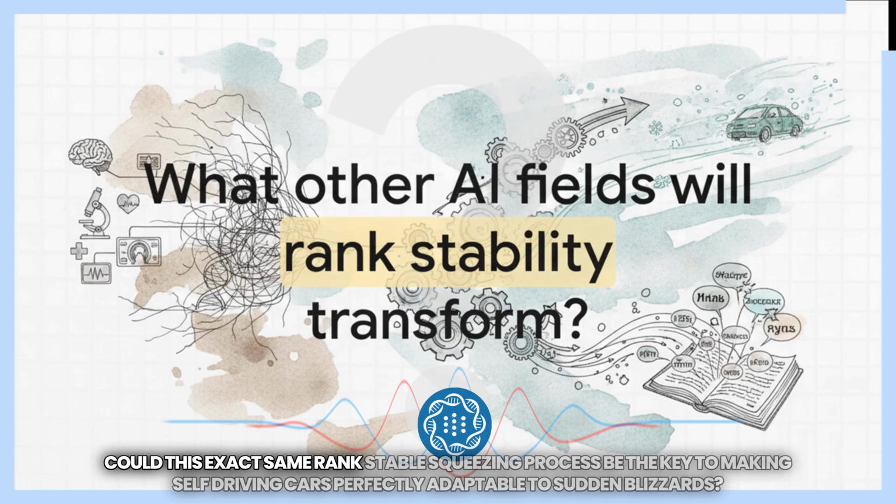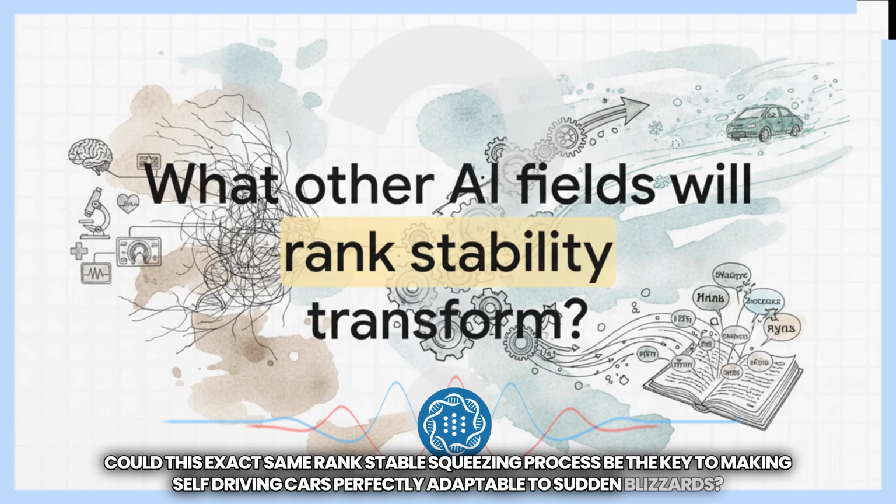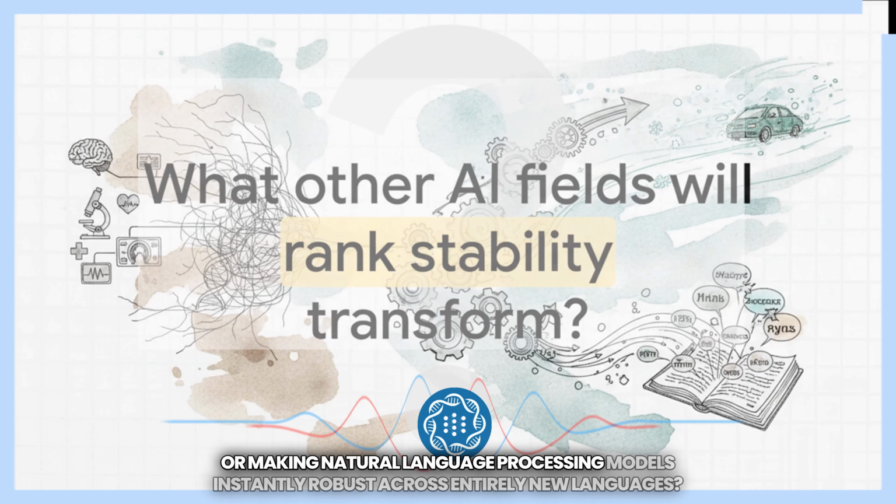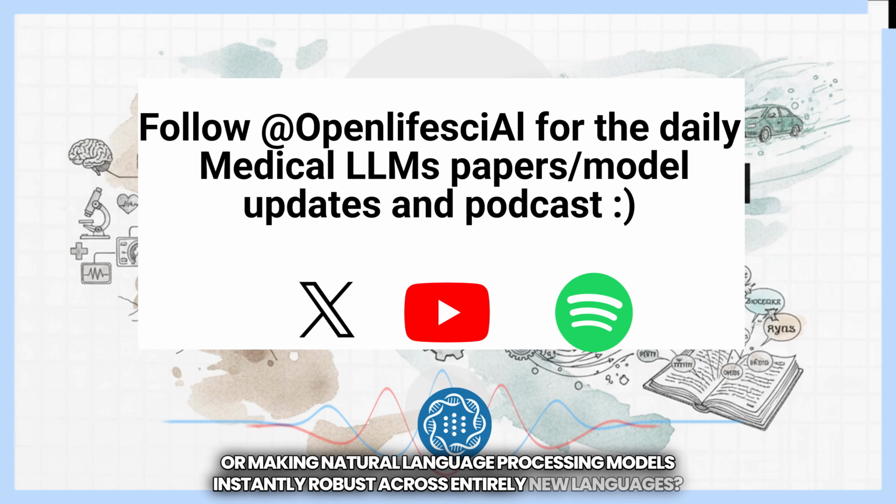Could this exact same rank-stable squeezing process be the key to making self-driving cars perfectly adaptable to sudden blizzards, or making natural language processing models instantly robust across entirely new languages?